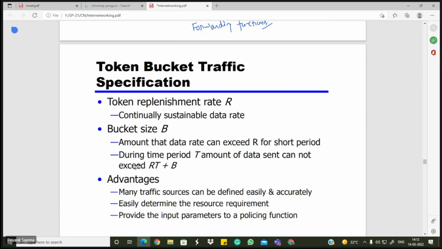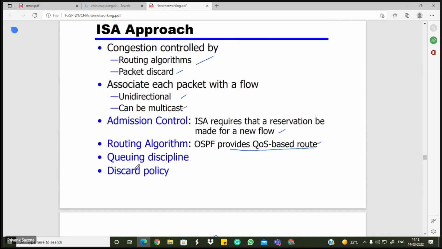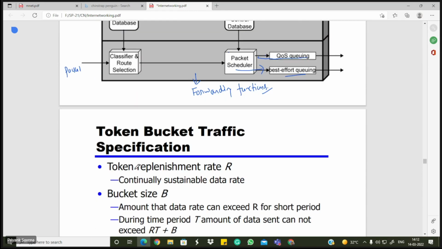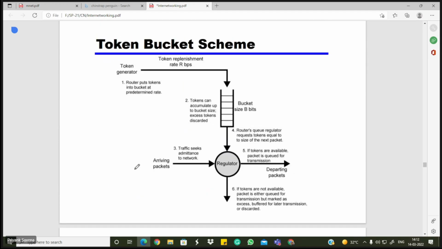Basically, how this traffic is being characterized by the algorithm, right? You must have heard something about the token bucket scheme. Have you heard of it?